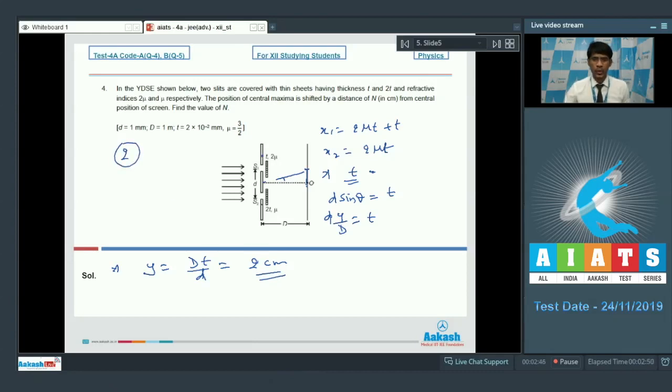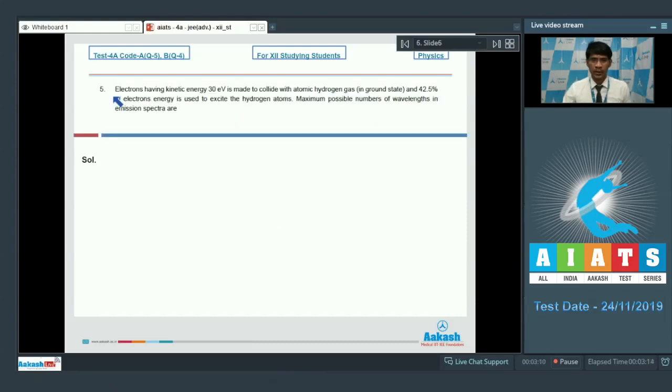Now we shall proceed to the next question, that is question number 5. In question number 5, electrons having kinetic energy 30 electron volt are made to collide with atomic hydrogen gas in the ground state, and 42.5% of the electron's energy is used to excite the hydrogen atom. The maximum possible number of wavelengths y by capital D would be t. From here, first calculate the value of y as it gets excited to the nth energy state. So I would simply have this answer equal to how much? E naught is coming out to be 13.6 electron volt. 1 minus 1 by n square must be equal to how much? 30 electron volt into 42.5%.